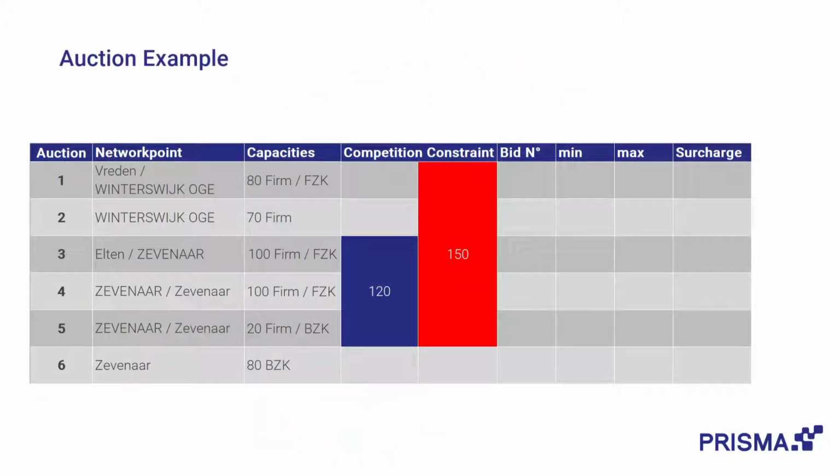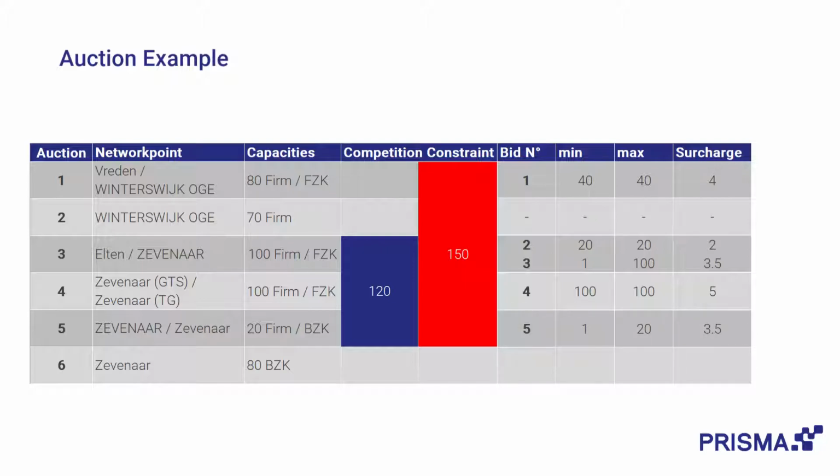A short-term auction example could look like this. In total we have 7 bids. In auction 1, bid 1 is a min-max of 40 for a surcharge of 4. In auction 2, we have no demand. In auction 3, bid 2 is a min-max of 20 for a surcharge of 2, and bid 3 is for minimum 1, maximum 100 for a surcharge of 3.5. In auction 4, bid 4 is for a min-max 100 with a surcharge of 5. In auction 5, bid 5 is for a minimum 1, maximum 20 with a surcharge of 3.5. And finally, in the only not competing auction, auction 6, both bid 6 and 7 are for minimum 1 and maximum 80. With a surcharge of 3.